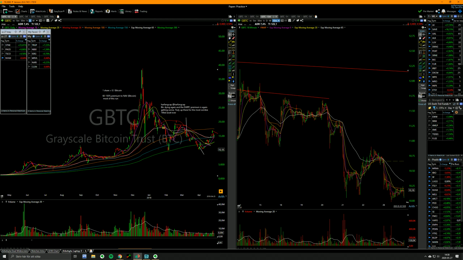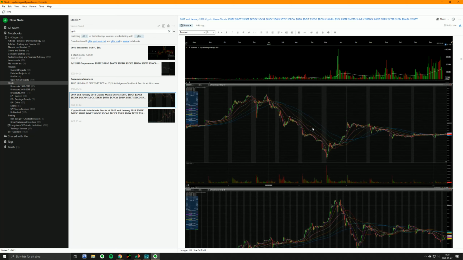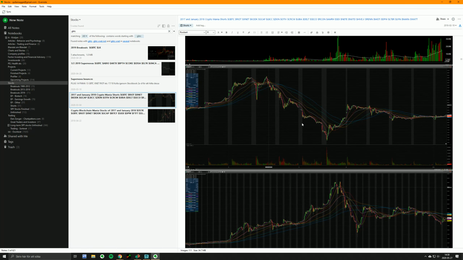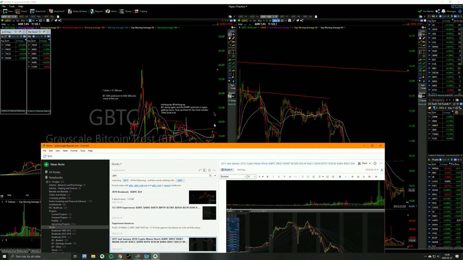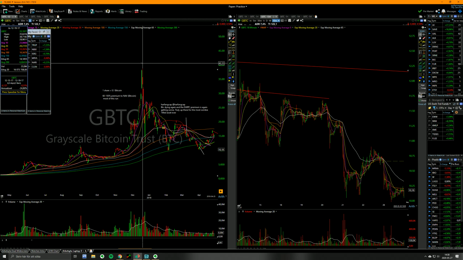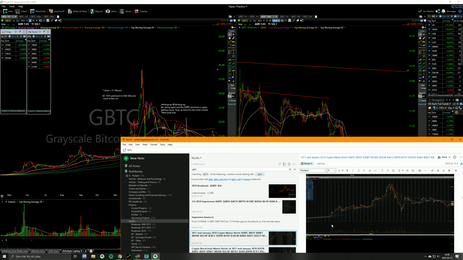So I'm gonna show you guys. This is Evernote. I have a huge database of charts and stocks that I've been building for years and years. This is how you build an edge. So GBTC was actually a little bit choppy. Now I'm gonna show you guys this day here when it peaked and when it started the big decline.